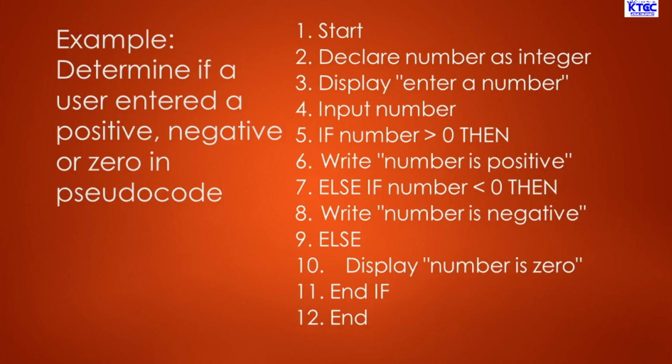Now let's see an example: determine if a user enters a positive, negative, or 0 in pseudocode. So this is pseudocode, right? Start. Declare number as integer. Display enter a number. So the user enters a number, then we input the number. If number is greater than 0, then write number is positive. Any number greater than 0 is positive.